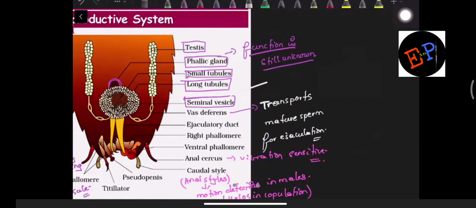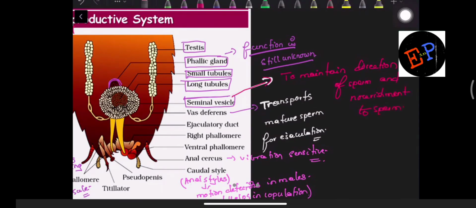If you have not studied, you can write down here. So what is the purpose of seminal vesicles? To maintain the direction of sperm, okay? And nourishment also to sperm.